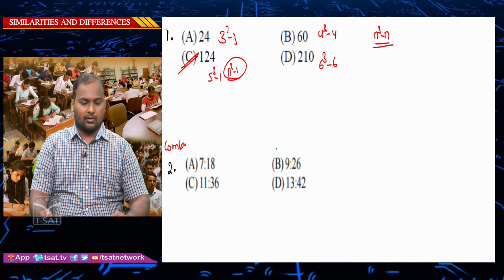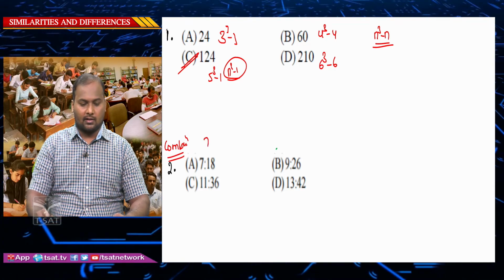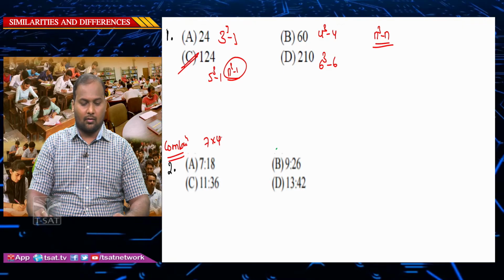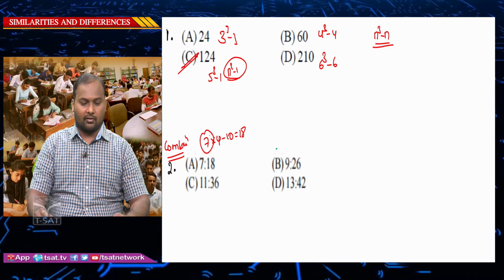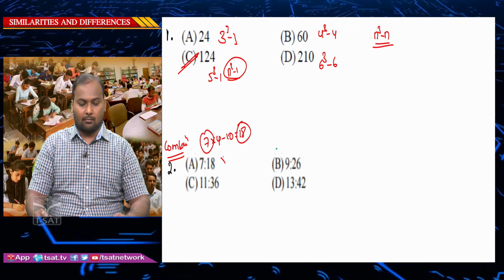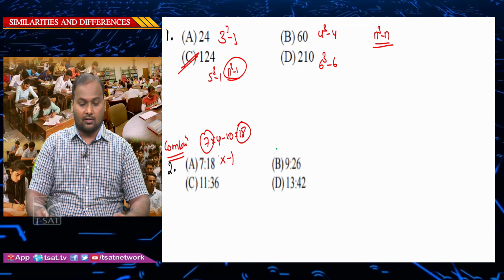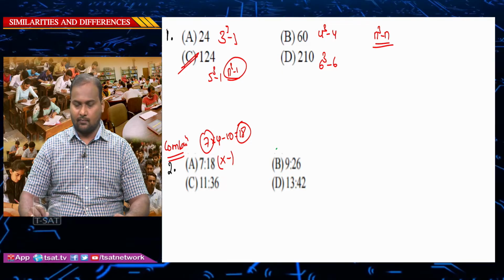What is that combination here? For example, 7 and 18. I can write 7 four times is 28 minus 10, then I will get the answer as 18. So we are having 7 and 18, and the logic in between is multiplication and subtraction. So this is the combination. The combination of multiplication and subtraction is the logic.